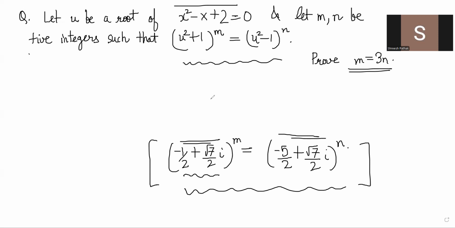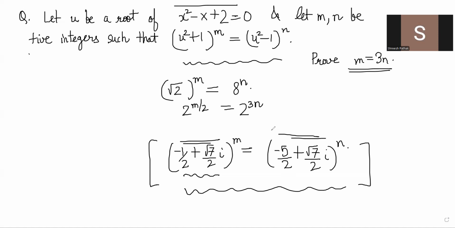1 by 4 plus 49 by 4, so 50 by 4. Yes, sir. So that is 25 by 2. So 1 by 4 plus 7 by 4. So 8 by 4, so root 2. Root 2 power m should be equal to 25 by 4 plus 7 by 4. So 32 by 4, so 8 power n. 8 आ रहा है ना? Okay. So you are getting 2 power 3n is equal to 2 power m by 2.